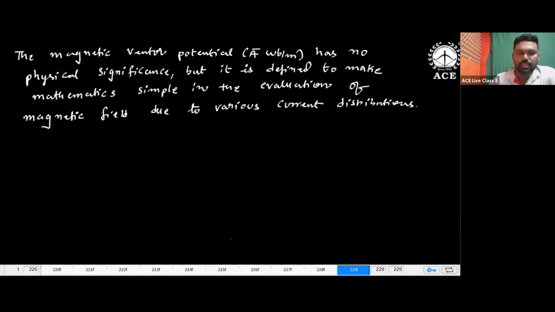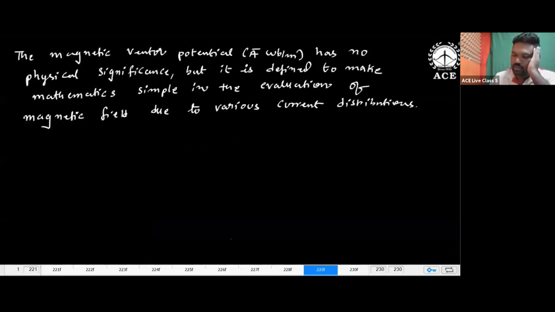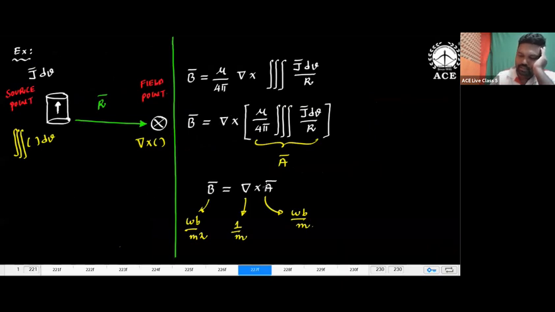I'm going to turn the page here. Now observe here carefully. Let us do some more analysis here. Now let us consider this equation: B is equal to del cross A. Let us proceed further. Let me discuss some more theory.